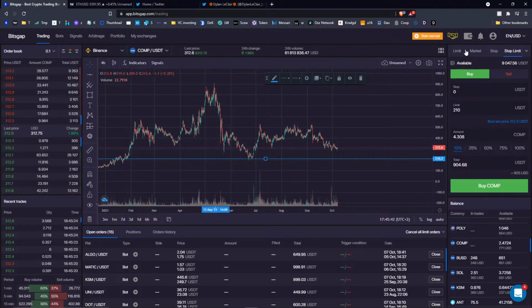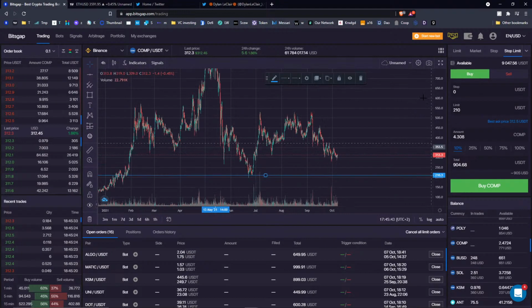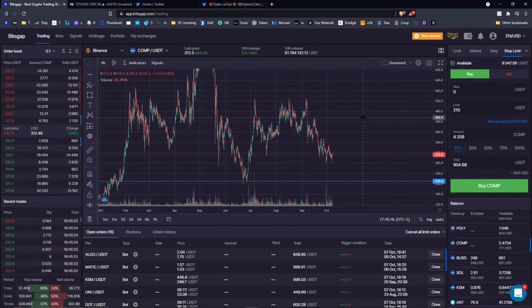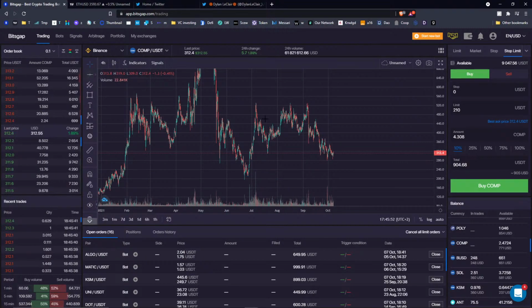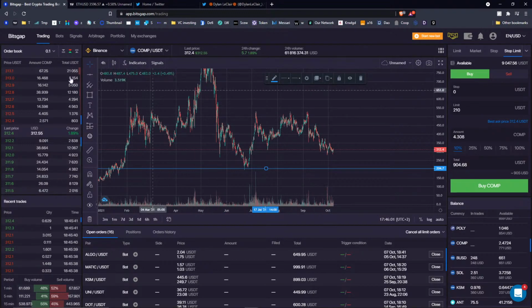You can use the stop limit, for example. That's a different story. So for example, let's say you consider two scenarios. The first one is possibly the price can fall down to this support level, $210 approximately, or it can revert now and continue its rally up to 520.